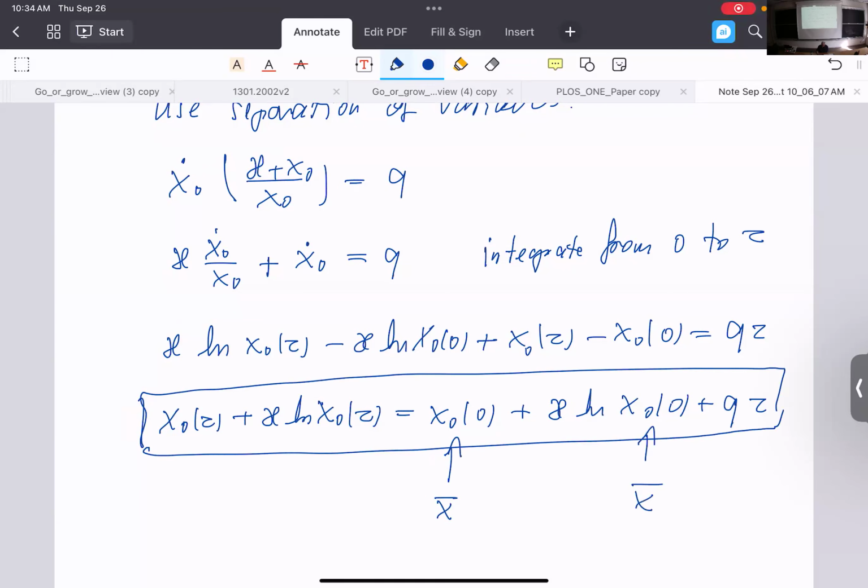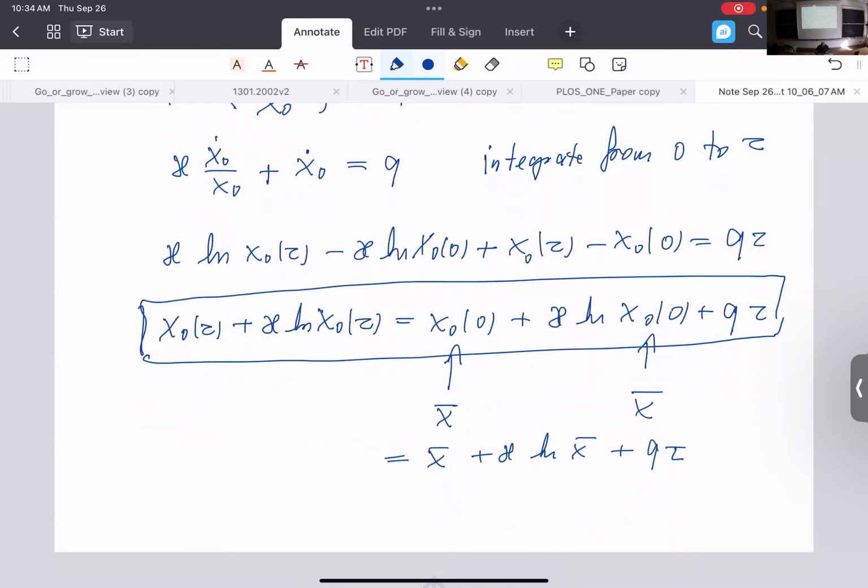Okay, so this is it, and here, because I'm lazy, I call this now x bar. This term has too many zeros, so it is the initial condition x bar. So then this would also be x bar plus kappa log x bar plus q times tau. If you set tau equal to 0, then the q term disappears, and you get a valid equality for the initial condition. Good.